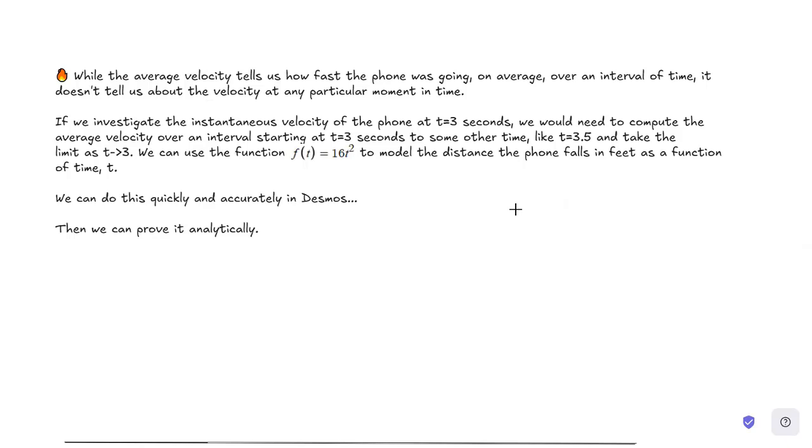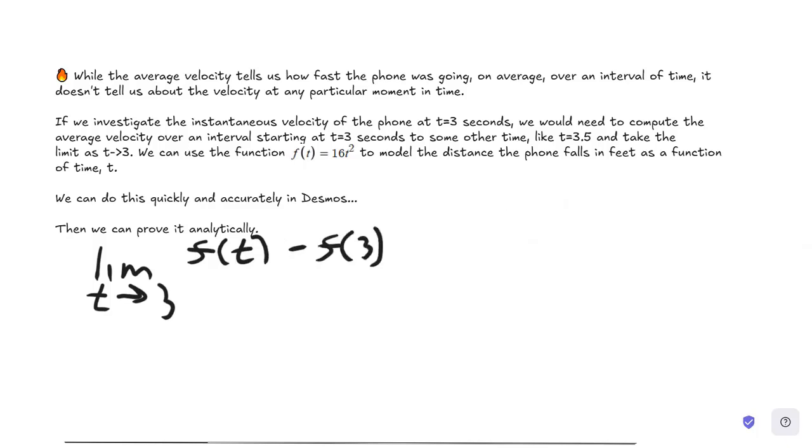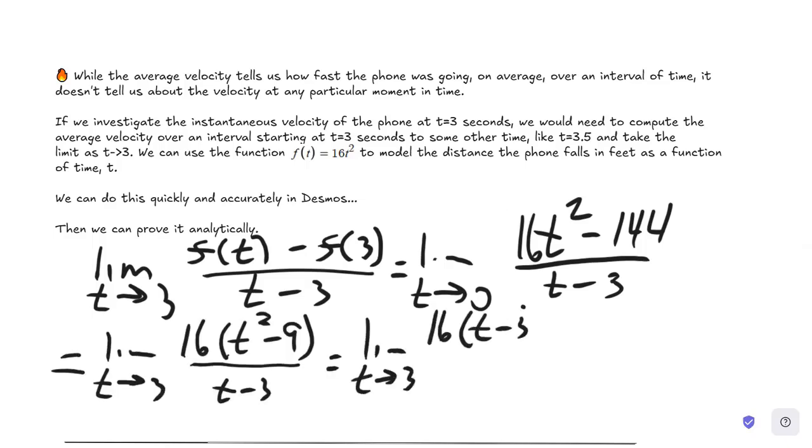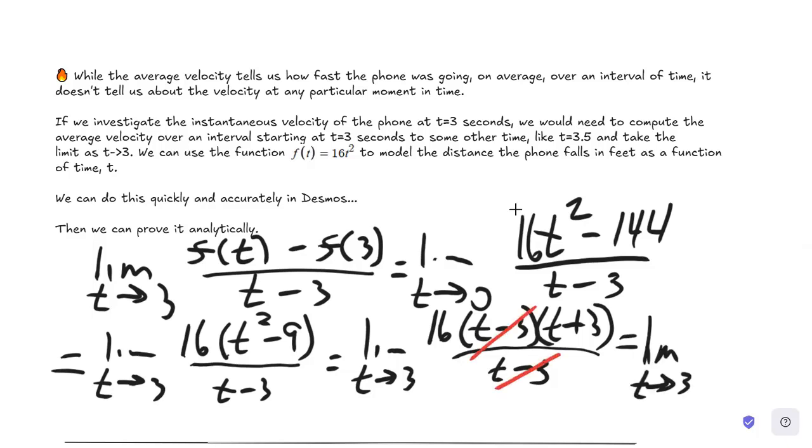What we were doing on the table was taking the limit as t approaches 3 of f of t minus f of 3 all over t minus 3. If we plug those values into the limit, we'd have 16t squared minus 144 over t minus 3. We could simplify this by factoring out a 16 and then factoring the difference of squares. You can see a factor of t minus 3 would cancel, and this would leave us with the limit as t approaches 3 of 16 times t plus 3.